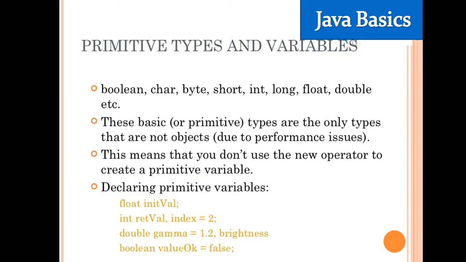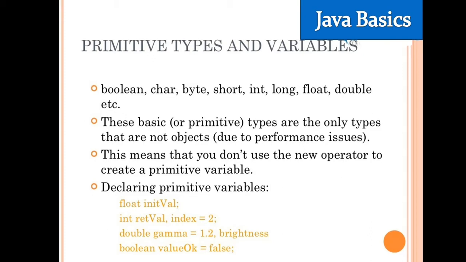So in Java we have two major categories. One is primitive data types and the other is object data types. We start with primitive data types. Primitive data types are boolean, char, byte, short, int, long, float, double, etc. For example, if you need to define a variable which takes a value of true or false, then you need to define the variable as a boolean. So that's the boolean, which takes either true or false.